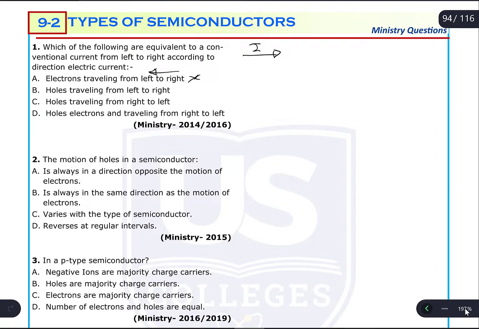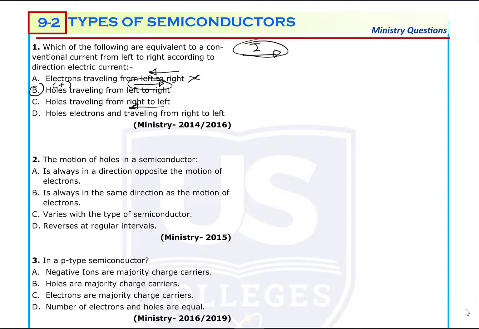Holes traveling from left to right: holes are assumed to be positively charged particles and they are moving in the same direction as the electric current. So if the holes' direction is from left to right, it is the same as the electric current direction, so this is the correct answer. Holes traveling from right to left, they are moving from right to left, so electric current means it's from right to left. So this is not the correct answer. Electric current must be, according to the question, left to right. Here B is the correct answer.